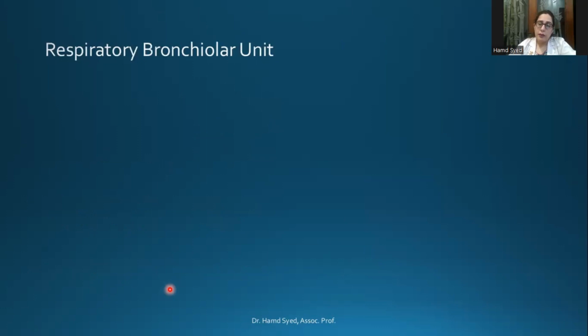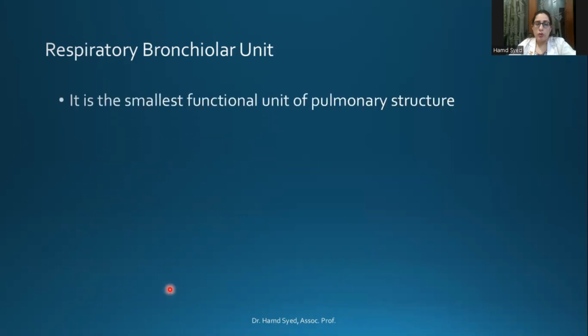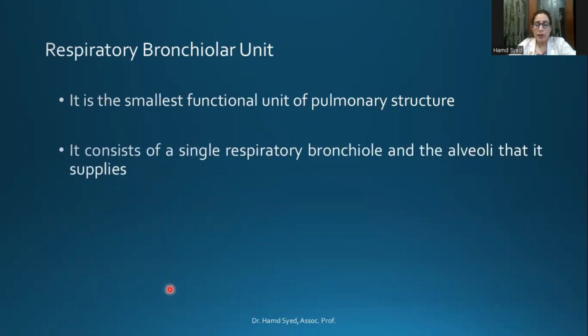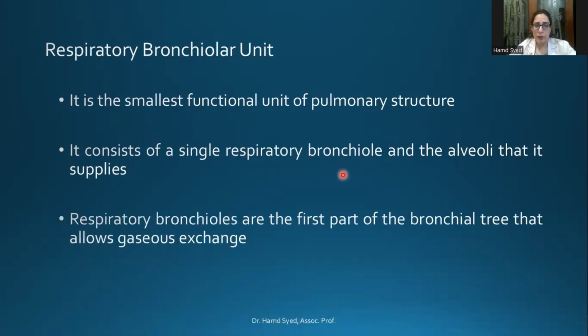How do we define a respiratory bronchiolar unit? What is a respiratory bronchiolar unit? This is the smallest functional unit of pulmonary structure. It consists of a single respiratory bronchiole and the alveoli that it supplies. If we recall from the previous discussion, the respiratory bronchiole is the first part of the respiratory portion of the respiratory tract. So the single respiratory bronchiole and the further parts into which it branches will all be involved in gaseous exchange, and that portion is known as a respiratory bronchiolar unit.